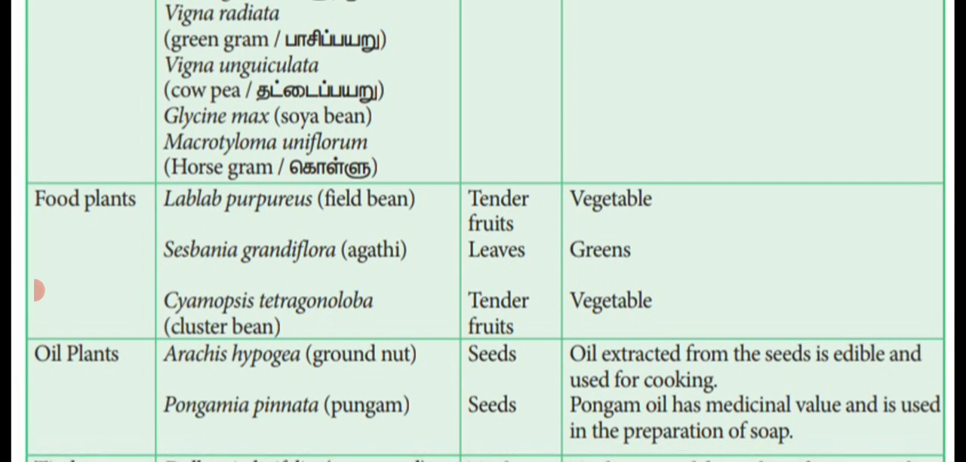Next, oil plants. Arachis hypogaea, that means Manila peanut or groundnut in English. Seeds are the useful part. The groundnut oil prepared from the seeds is edible and used for cooking purposes. Then Pongamia pinnata, pungamaram, the seeds are used to prepare oil and also soap. Pongam oil has medicinal value and is used in the preparation of soap.